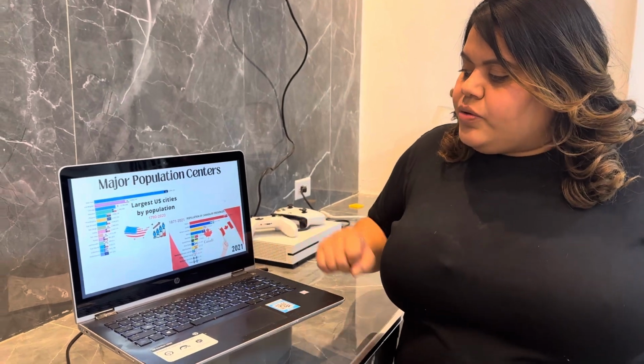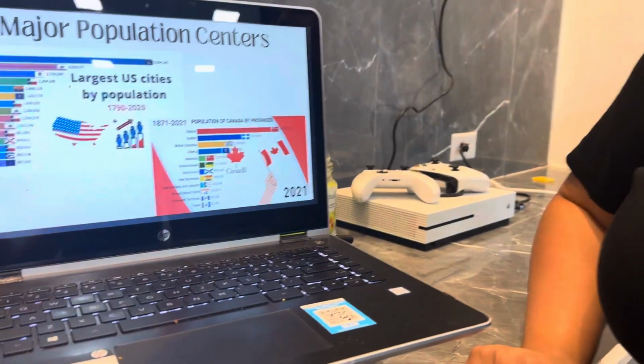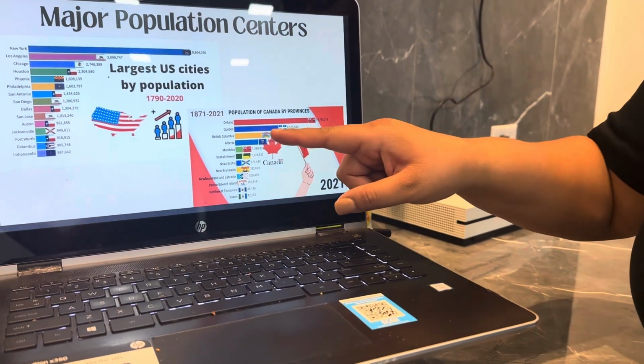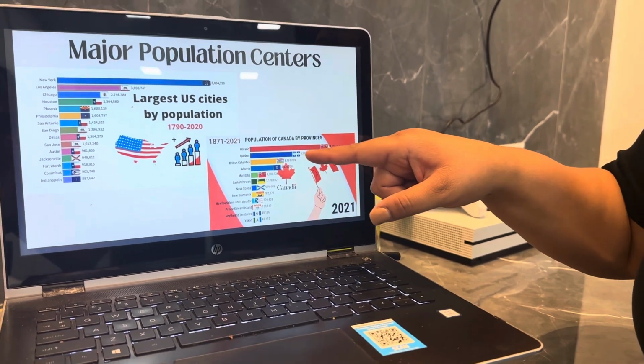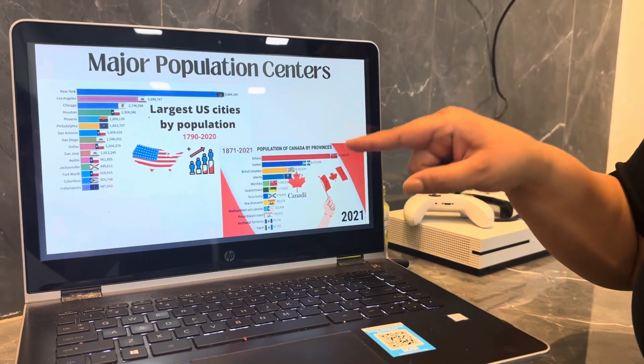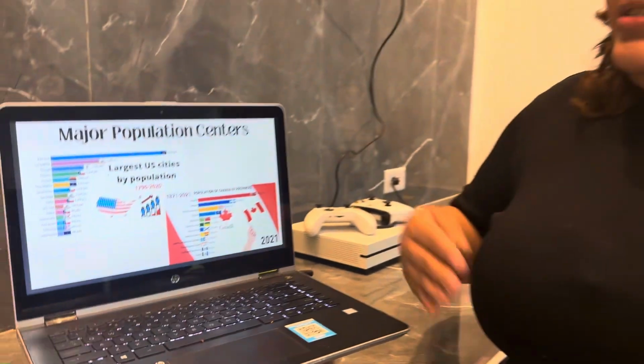Look at the second one. We have the population of Canada, and we can see that Ontario is the first one that we have, and it's in color red. So this is comparing the amount of population in the centers in each of the countries.